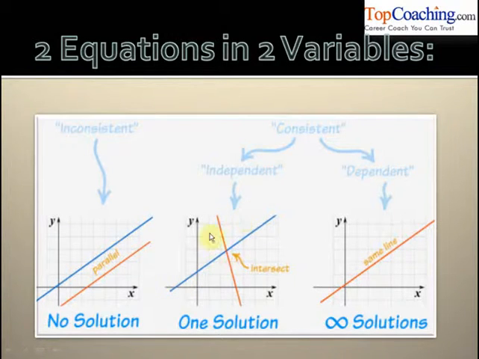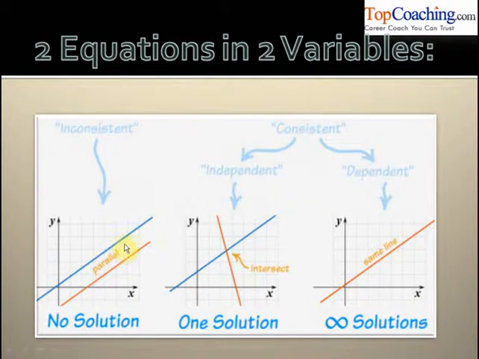The second case is that the two lines intersect at a point, and this point of intersection is the solution, so this is known as one solution. And if both equations represent the same line, that is, the two lines are coincident, then there are infinitely many solutions, because every point on the first line is also a point on the second line, and so there are infinite solutions. So we call the first system inconsistent, and we call these two consistent systems. What independent and dependent mean, we are going to see later.